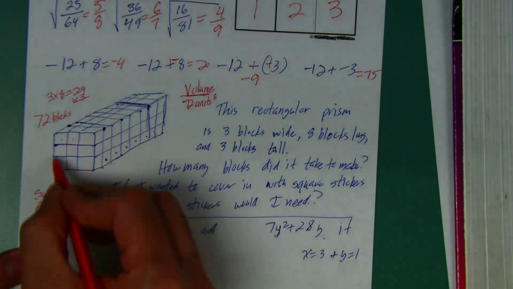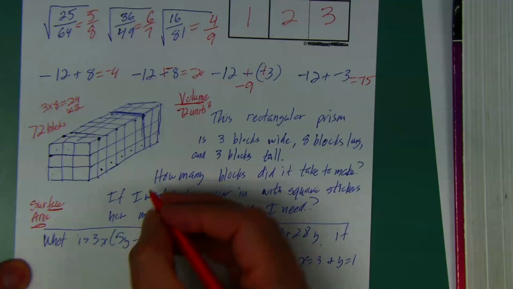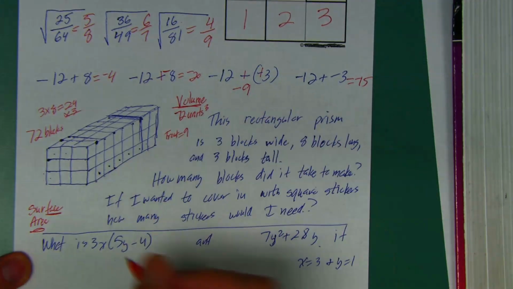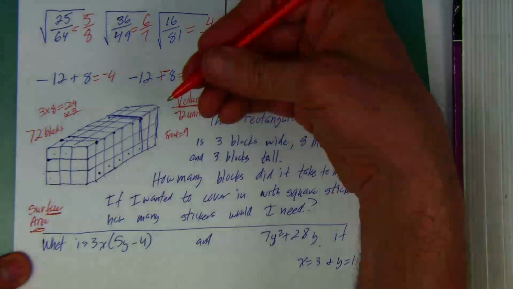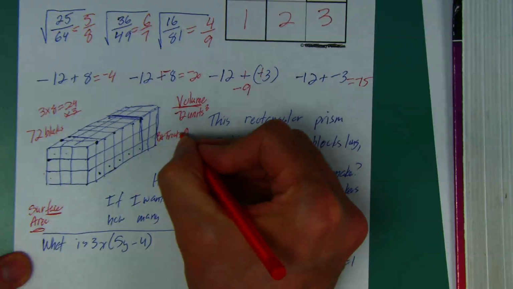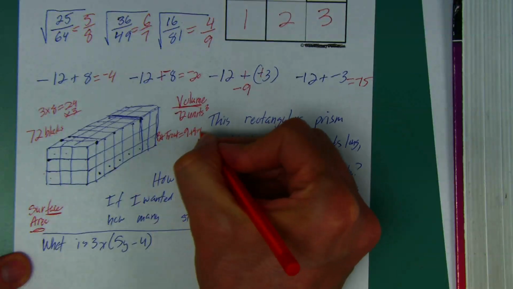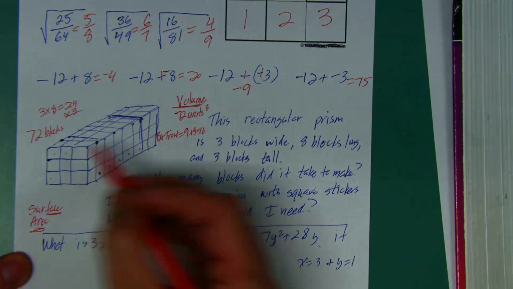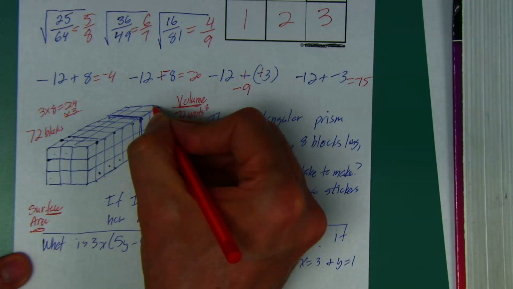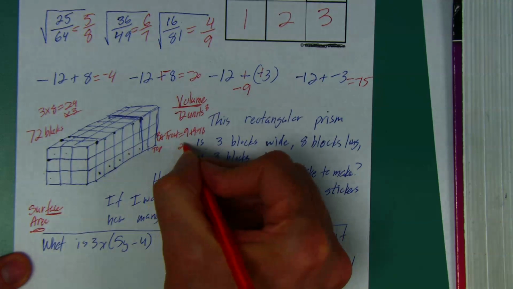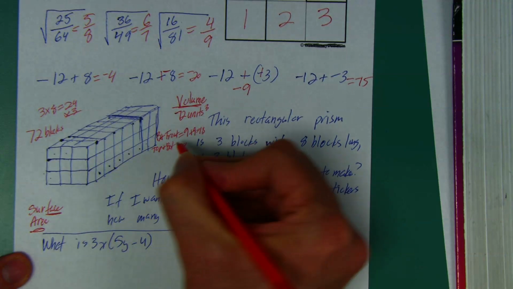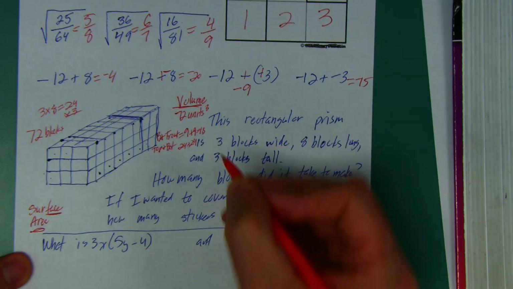That front side's the easiest. There is 3 times 3, 9 stickers to cover that. Now that back's going to be the same, right? Back and front, 9 each, so 18. Now this top is going to be 3 times 8. I'm going to need 24. And guess what? The bottom is the same. So the top and bottom is going to be 24 plus 24.